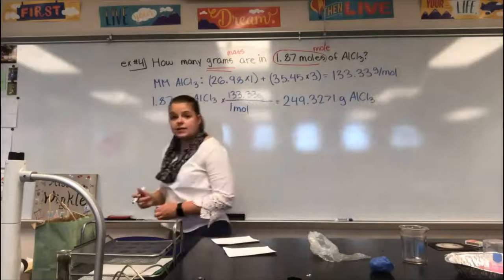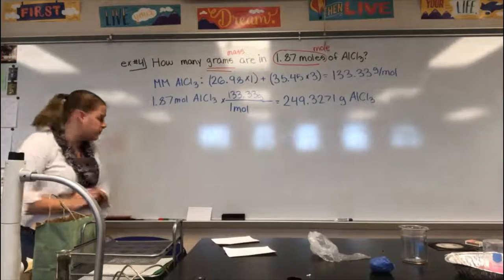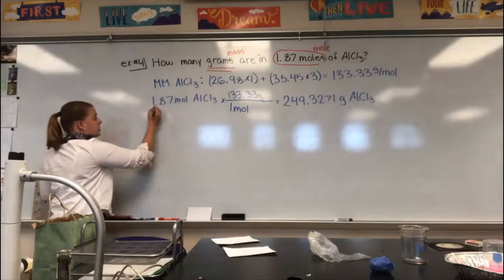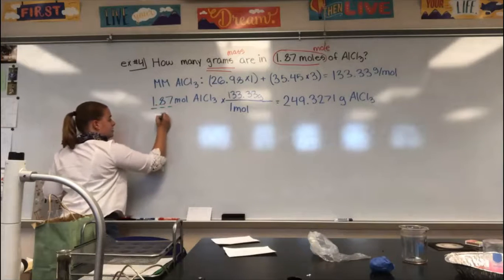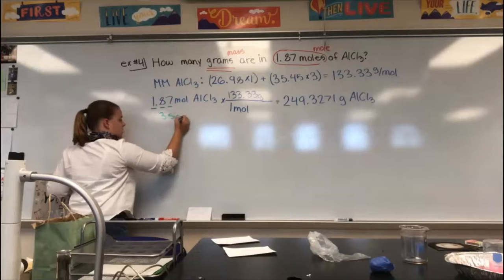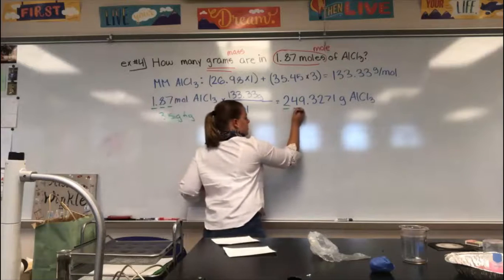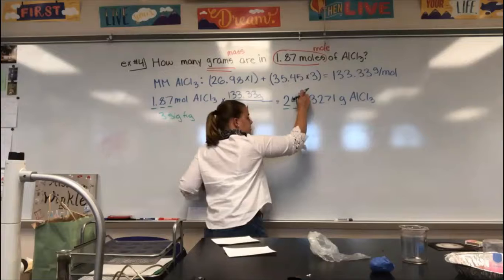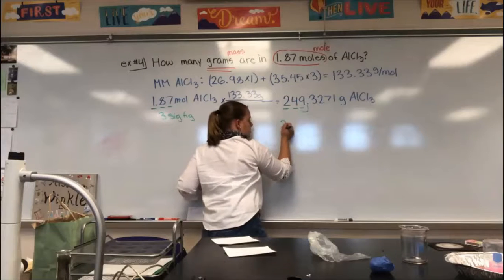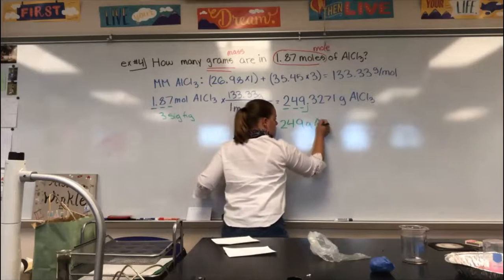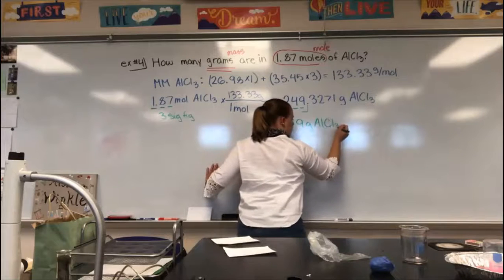You're not done yet because we got to do sig figs. 1.87 has 3 sig figs, so we got to round our answer to 3 sig figs. The 3 tells me the 9 stays the same. So your final answer is 249 grams of aluminum chloride.